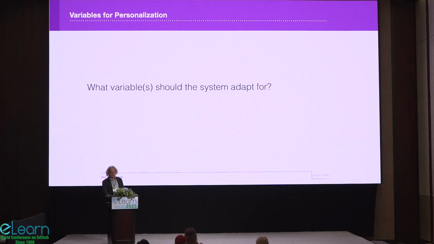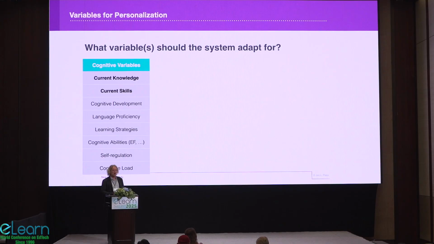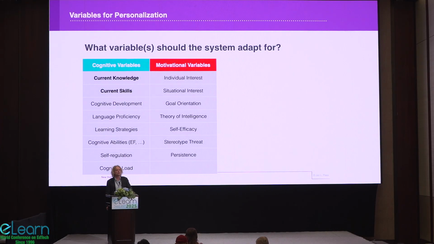When you look at intelligent tutoring systems, you see it's mostly cognitive variables, your current knowledge, your current skills. And then the system says, okay, you know this, and now you get the next thing, right? We could adapt for cognitive development, language proficiency, learning strategies, cognitive abilities like executive functions and others, cognitive load, self-regulation, but we largely don't, even within the cognitive domain. But guess what? I left a lot of space on this slide. Why? Because there are other domains. What about motivational variables? Do we ever personalize on a motivational level? We sometimes do, but when it comes to individual interest, that's something when a good teacher knows to make something interest-driven.